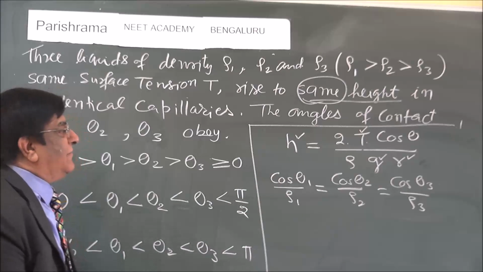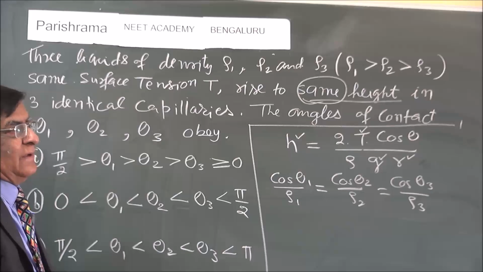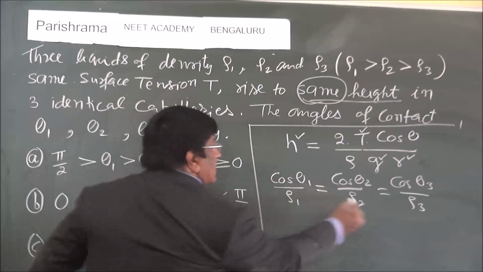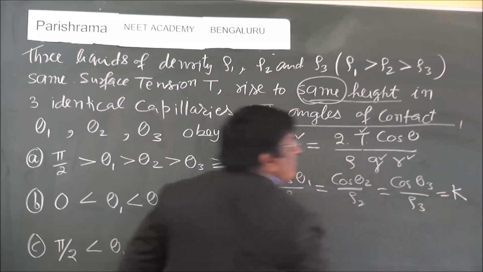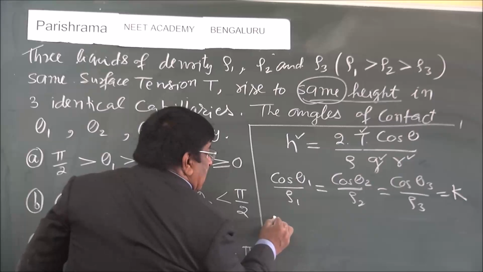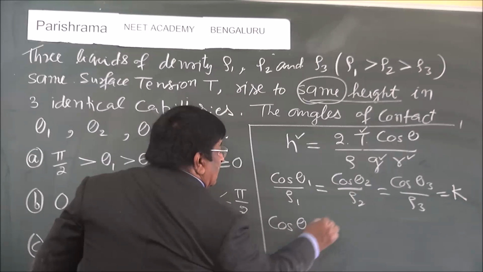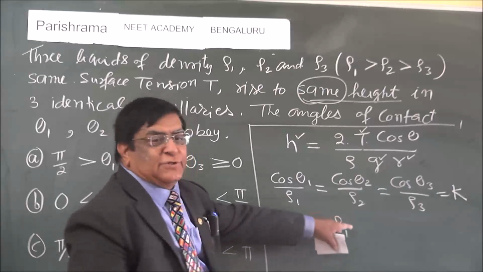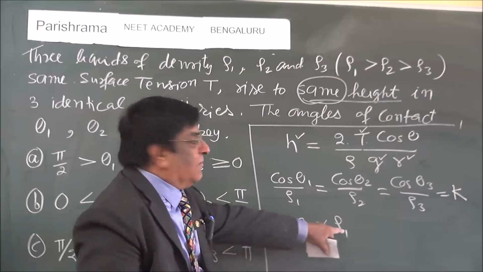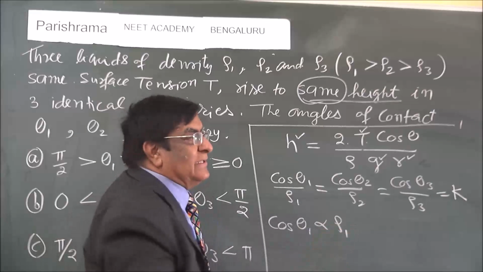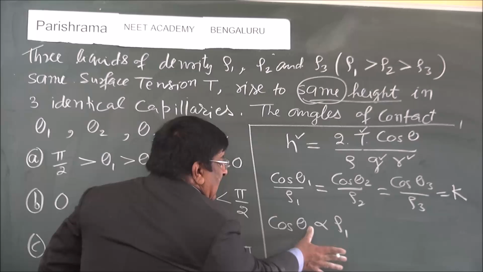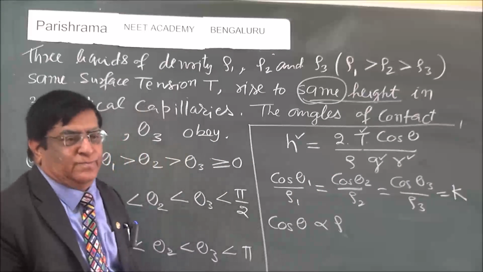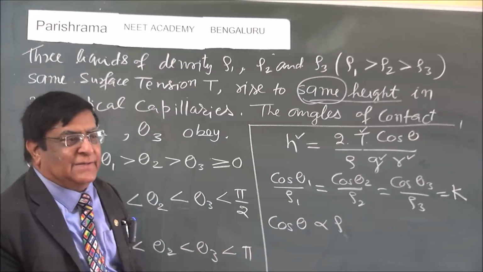Now after that, what are we supposed to achieve? All these three are equal. That means this is equal to a constant. So cos theta 1 is proportionate to rho 1, cos theta 2 is proportionate to rho 2, cos theta 3 is proportionate to rho 3. That means there is a general relation: cos theta is proportionate to rho. Is that clear? Okay.